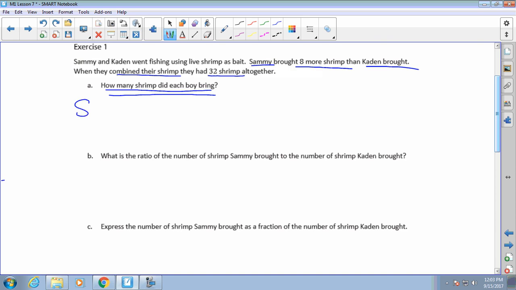So we know Sammy brought some, and we know Caden brought some, and let's say Sammy has this bucket of shrimp, Caden had this bucket of shrimp, right? So that amount they had the same, but we also know that Sammy brought 8 more. So it's whatever Caden brought down here, plus an additional 8 shrimp. So the other piece of info that we needed to know here is that altogether, these shrimp added up to a total of 32.